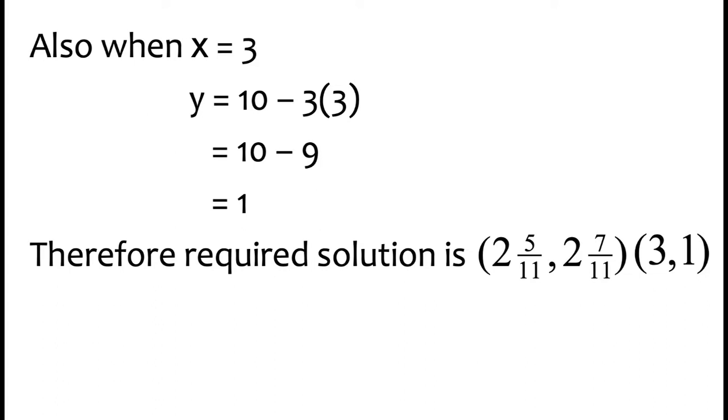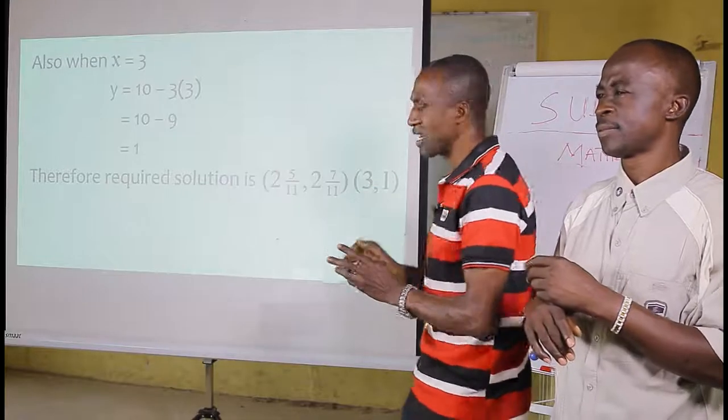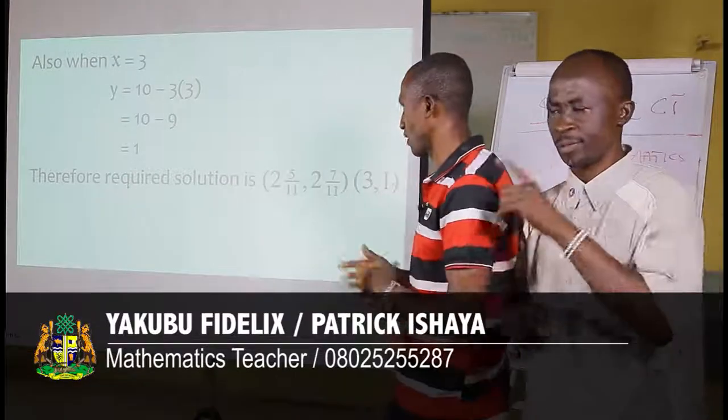Conclusively, our required solution is, in bracket, 2 whole number 5 over 11, comma, 2 whole number 7 over 11. Then the second one is 3, comma 1. Let me explain the meaning of this solution, the way I wrote it.